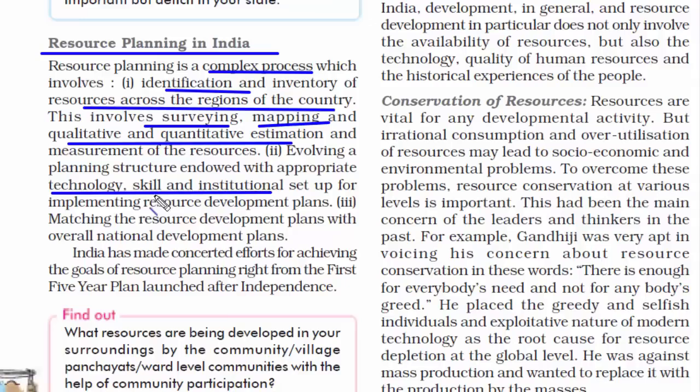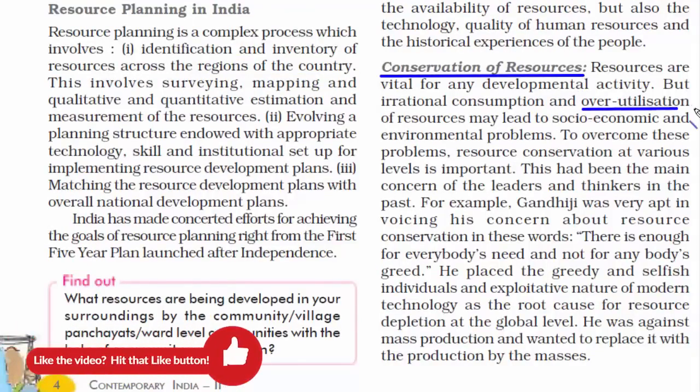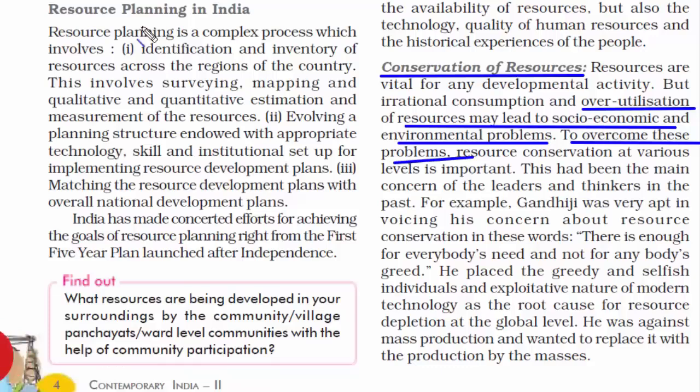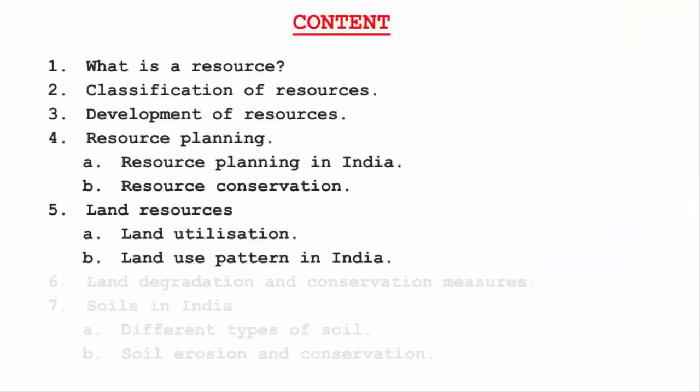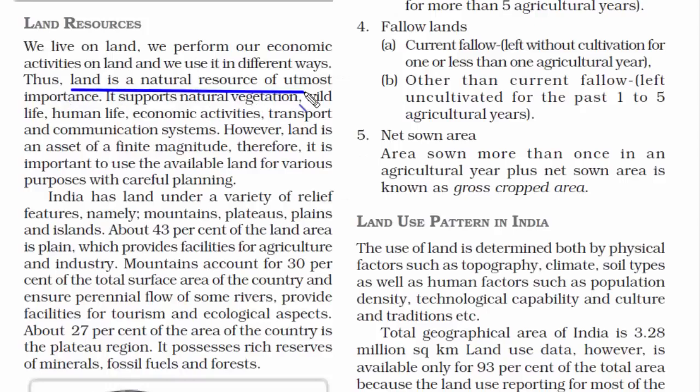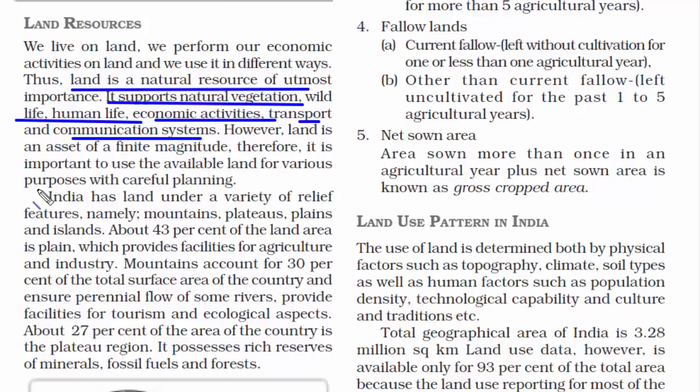And then we need to have proper technology, skill and institutional setup for implementing resource development plans. Conservation of resources. Overutilization of resources will lead to socio-economic and environmental problems. To overcome these problems, just like resource planning is important, we also need to do resource conservation. And the next topic is land resources. Land is the most important natural resource, because it supports natural vegetation, wildlife, human life, economic activities like transport, communication systems, etc. So we also need careful planning in terms of the usage of land.